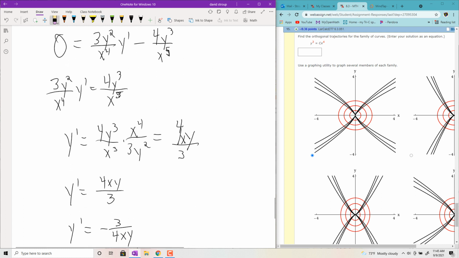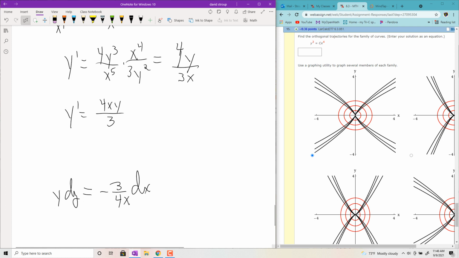Where is the next one? So this guy, no, this guy is the 5, and then this will be in the bottom. This will be x, and then let's just get rid of this, and this. Okay, so then get rid of this. So my new differential equation is negative 3x all over 4y.